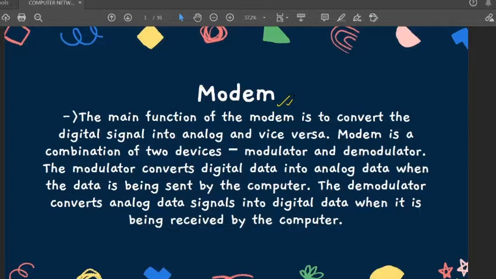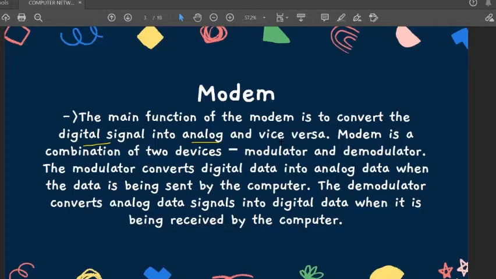The main function of the modem, and why it is called a modem, the name already describes its function. It actually works as a modulator and demodulator, that's why it is called a modem. Just break it into two parts, modulator and demodulator. This is just a way to remember the function of a modem. It basically converts a digital signal into analog, and vice versa.